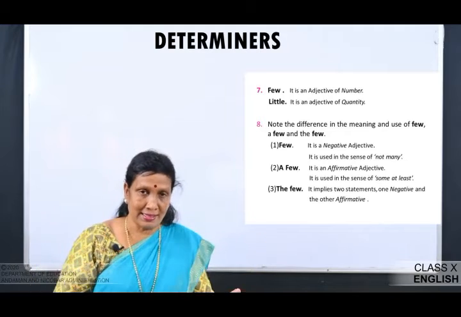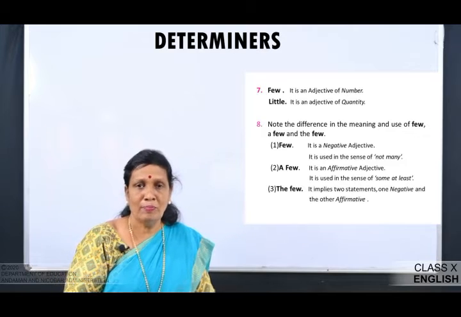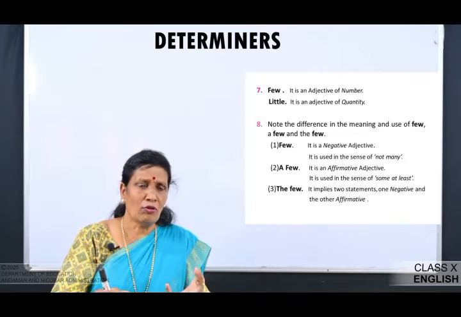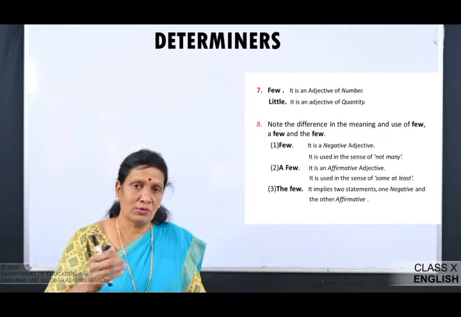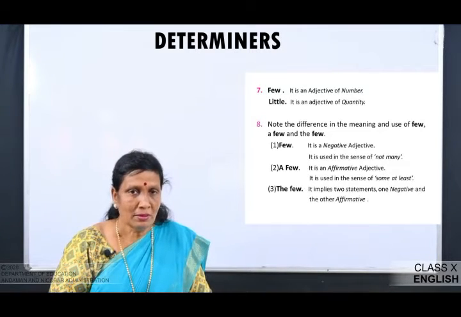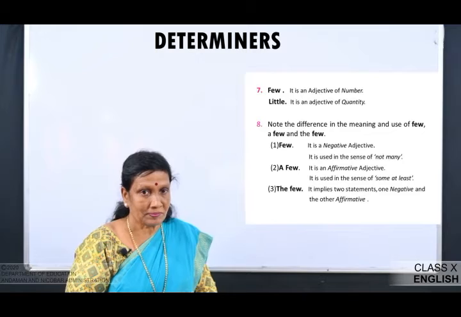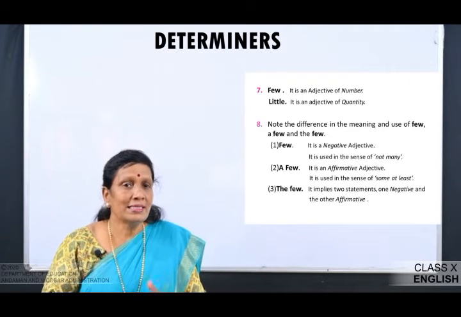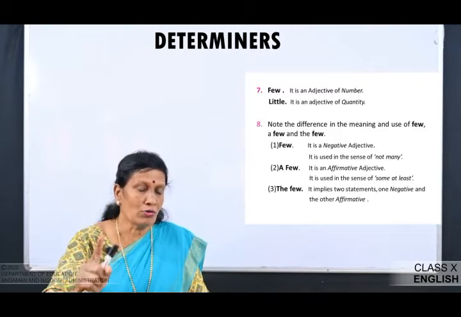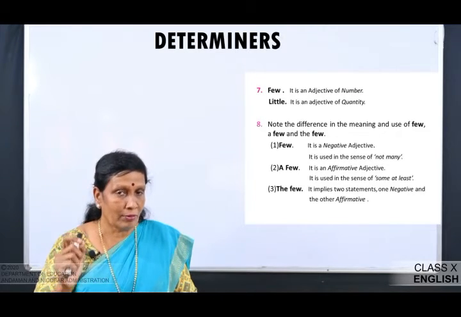Suppose in a basket there are 4 or 5 apples, and somebody asks you, how many apples are there? You can see that there are hardly 4 or 5 apples. You can count very easily. So when you see that there are only 4 or 5 apples in the basket, you will say there are few apples in the basket. Okay? Now, little is an adjective of quantity. So few talks about number. Now, a few, it is an affirmative adjective.